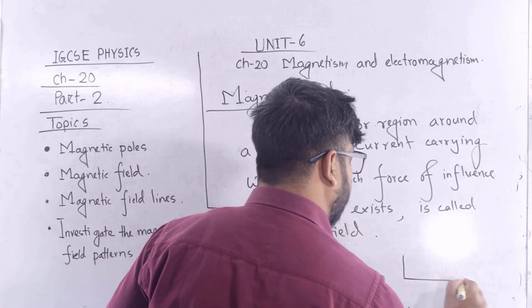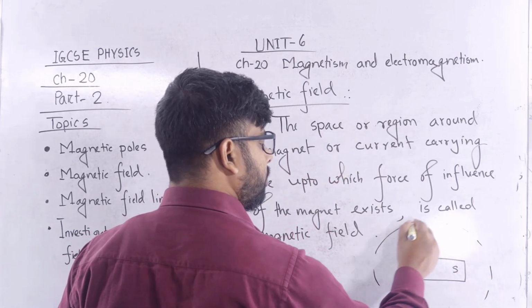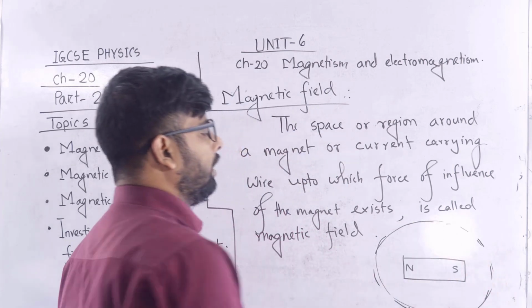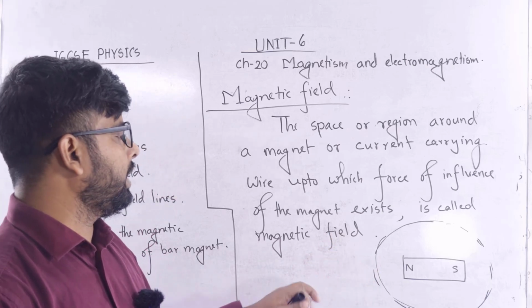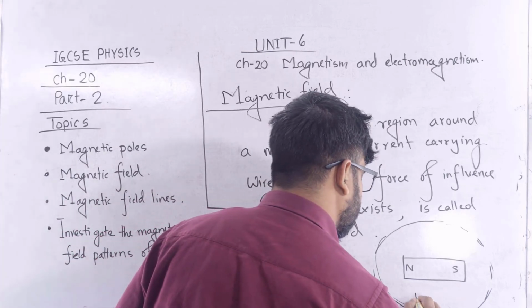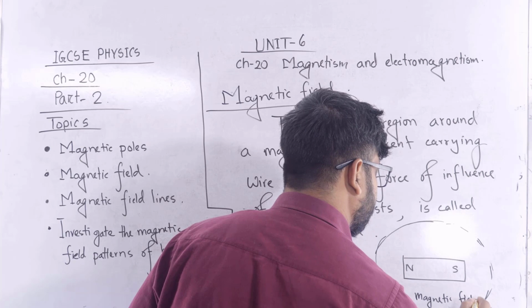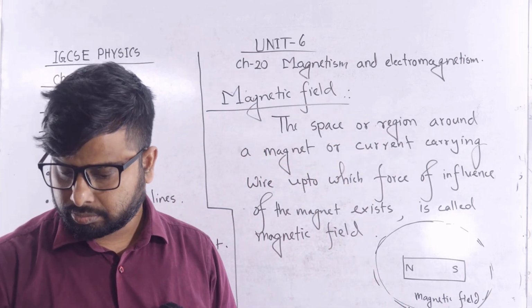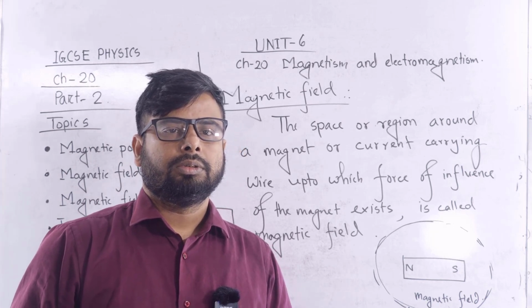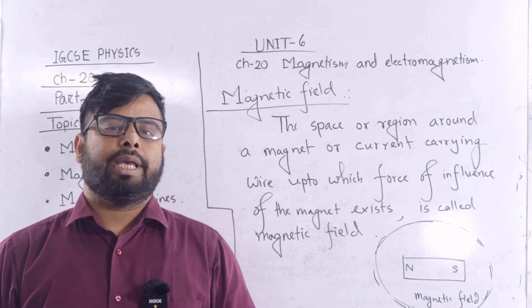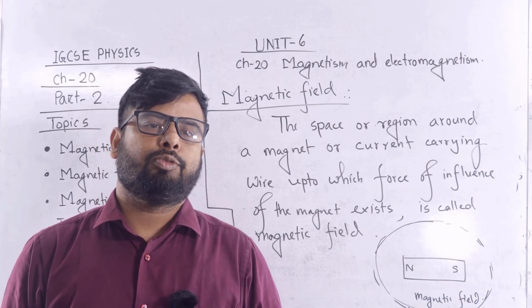So if we place a magnet here, then there is a space or region up to which it attracts or repels other magnetic material or magnetic poles. This is known as the magnetic field. Remember, the magnetic field is the volume of space where magnetic force is exerted.